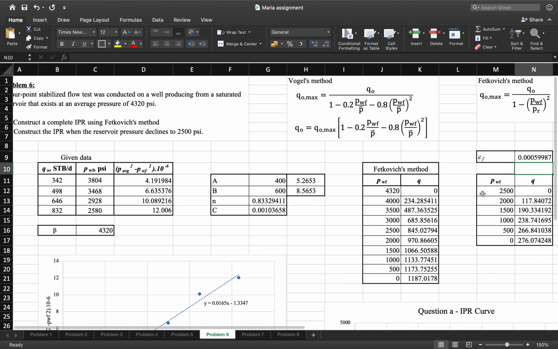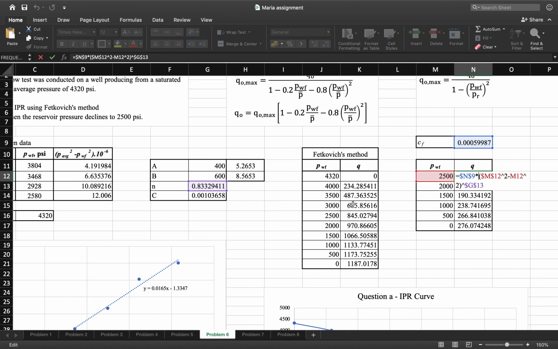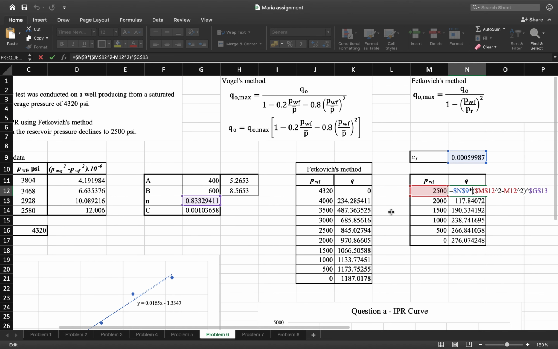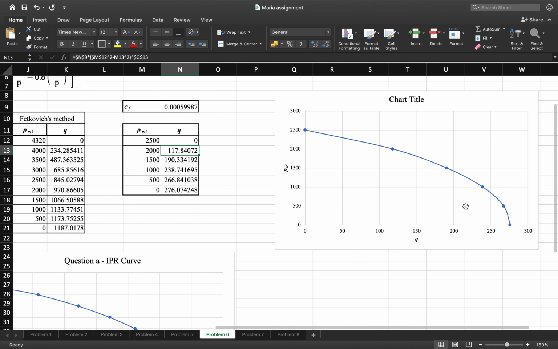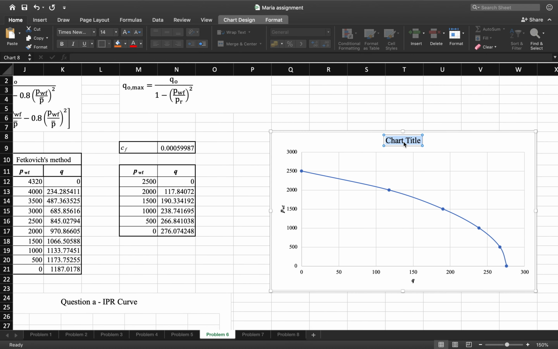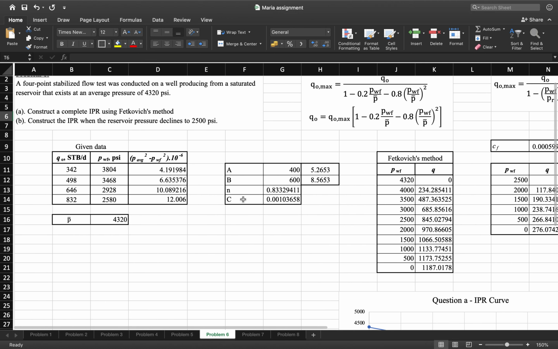So in question B, you will construct the IPR here with the same formula. We have an N here. You have the flow rate with Q here, and then you will have the plot here, the plot for question B. It is the same IPR curve, so when the bottom hole pressure is decreased, the flow rate will increase again.